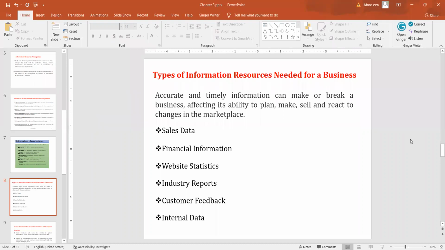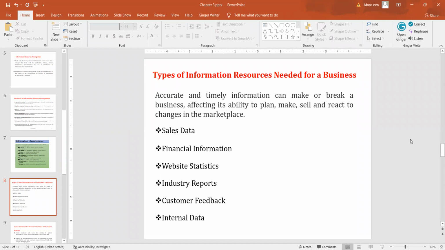So basically, business organizations need the informations for the following cases, like accurate and timely information can make or break a business, affecting its ability to plan, make, sell, and react to changes in the marketplace. So basically, business organizations require the informations to make, to plan, to react to changes in the market. So they need these informations. So what are the information they need? As you said, sales data, sales related information they need, financial information to understand their financial position.